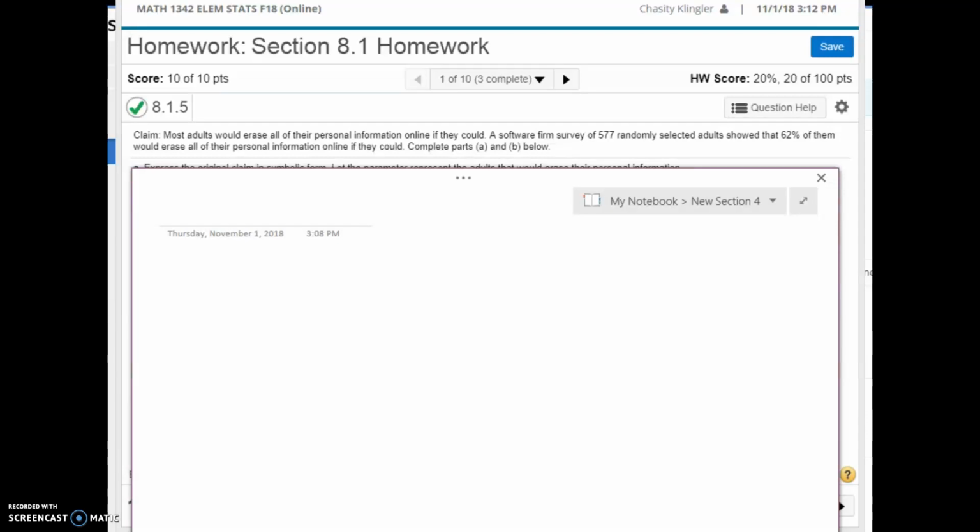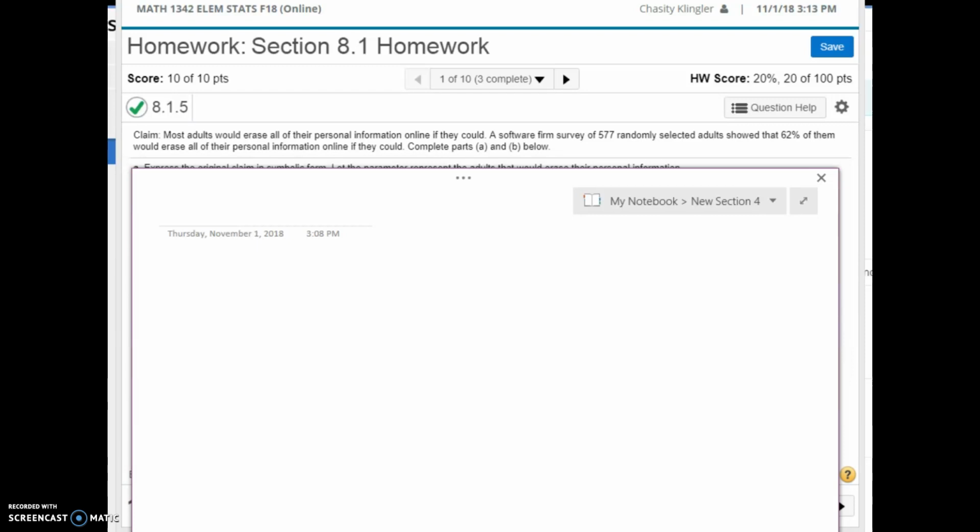In Chapter 8, we're going to talk about hypothesis testing. There's two methods. There's a p-value method and a critical value method. We're going to go over those, but before you do anything, you need to know how to write a claim and the hypothesis, whether it's the null hypothesis or the alternative hypothesis.